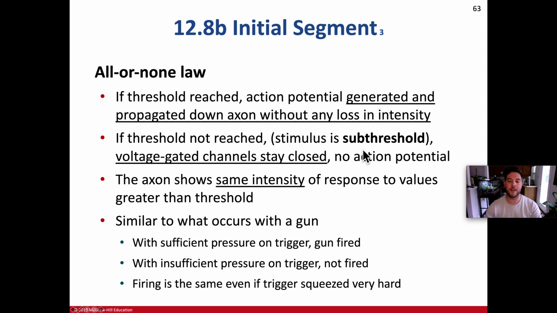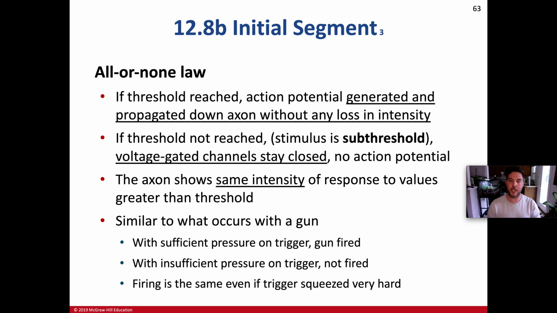One of the reasons why you don't have any loss of intensity is because of these voltage-gated channels. Once the action potential is initiated, if the stimulus is strong enough to reach threshold, that's going to start to open up those voltage-gated channels from the graded stimuli. And because the change in voltage is enough to open up the channels, it really doesn't matter how strong or how weak the original stimulus was. As long as it was enough to reach threshold, it will be propagated down.